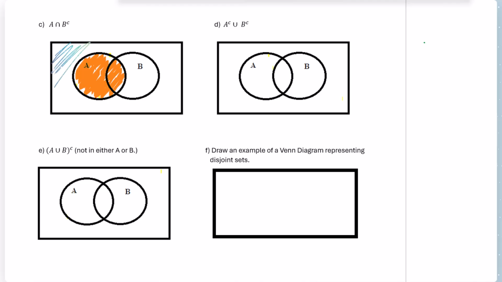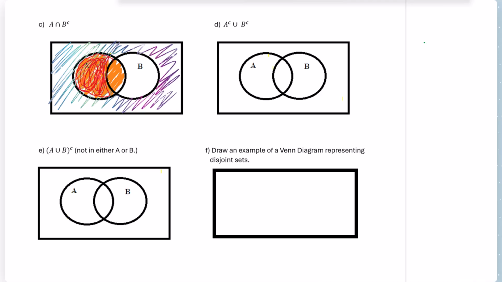So I'm just going to come in, use a different color here, and mark everything outside of B. All right, now as we're looking for this, remember this is an intersection, so we want where do they both overlap? Well, they're both overlapping in this region right there. So that would be our answer. That would be the part that is both in A and in B complement.